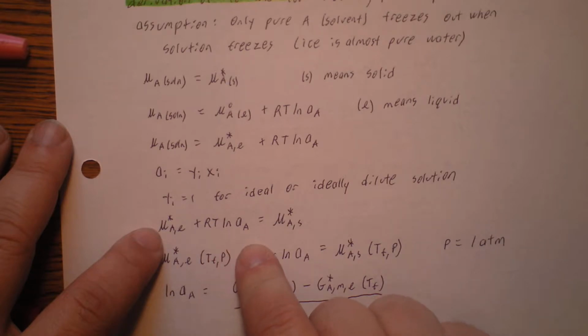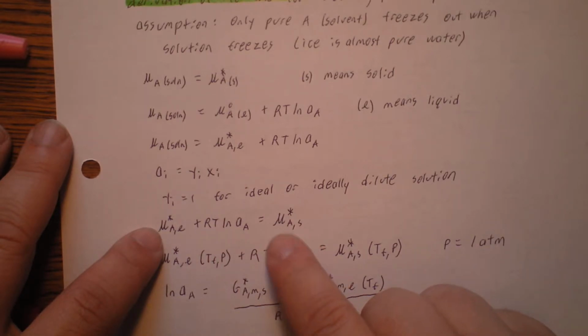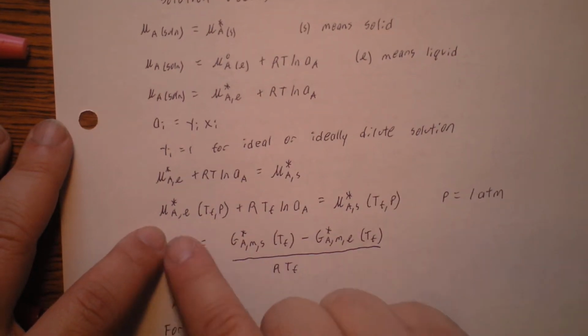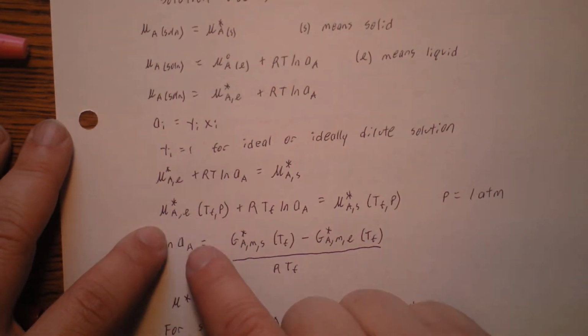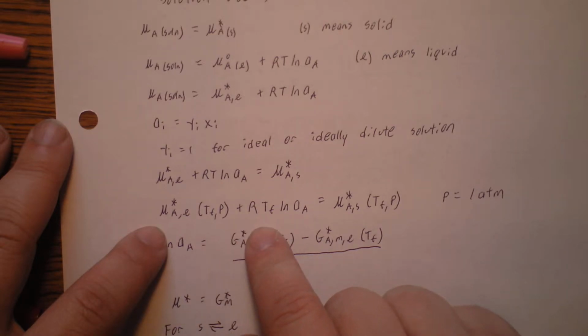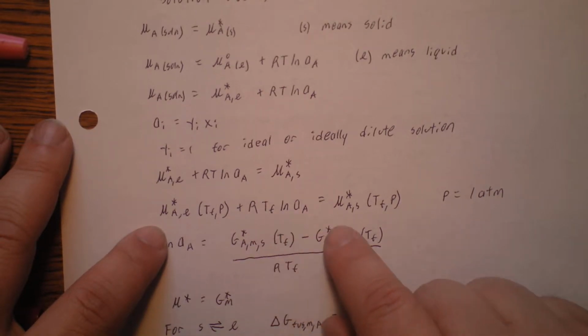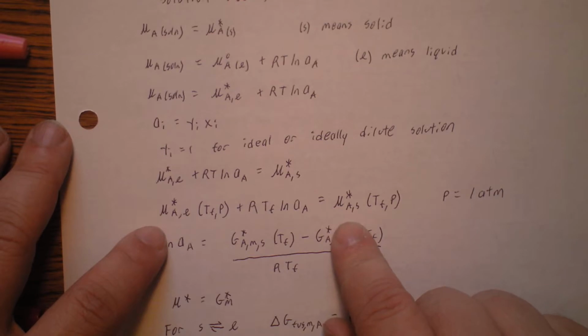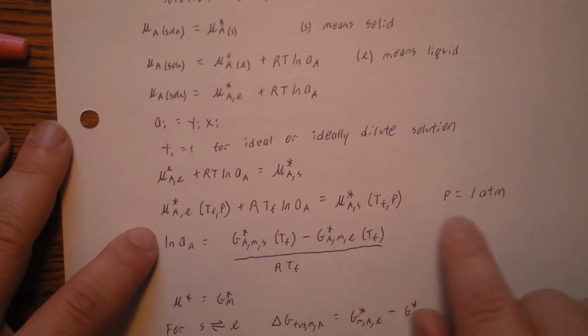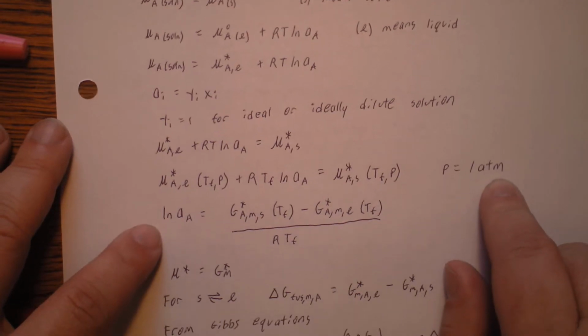Now the chemical potential of substance A in the liquid phase, when it's pure, plus the RT times the natural log of the activity of A is equal to the chemical potential of A in the solid phase, when it's pure. So the chemical potential of A in the liquid phase, pure, at whatever the freezing point temperature and whatever pressure, plus R times the freezing point temperature times the natural log of the activity A, is equal to the chemical potential of A for the solid phase, pure, at the freezing point temperature and pressure. And remember, with pressure, we're just saying 1 atmosphere for now.